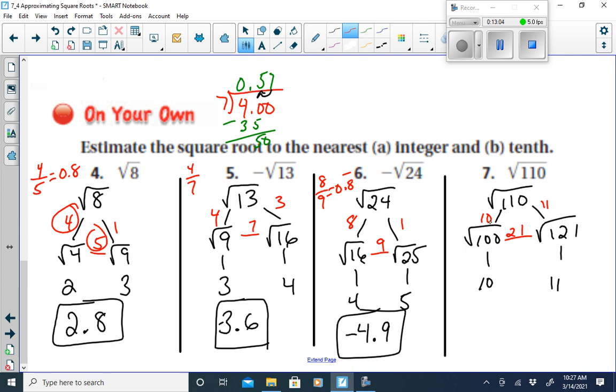So we have the fraction of 10 over 21. Right, and 10 over 21, we can approximate that at 0.5, right? So our approximation for the square root of 110 would be 10.5, because we know it has to be in between these two integers, 10 and 11, and 110 is almost directly in the middle of 100 and 121. That's why we can approximate that at 10.5. And of course, use your calculator to check these, and you'd see that they are accurate to the nearest tenth.